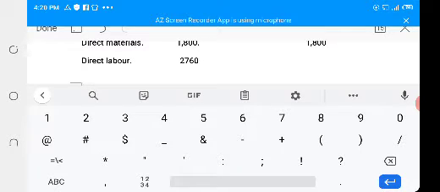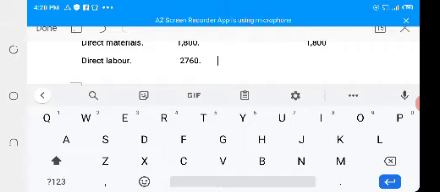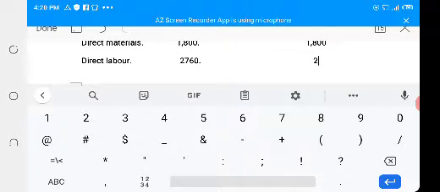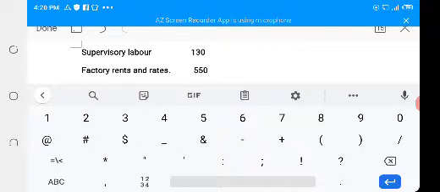The next, direct labor. Direct labor is also a what? A variable cost. It's a variable cost because when you want to increase units of item you want to produce, then you need more labor. You need more hands. So this is a variable cost.